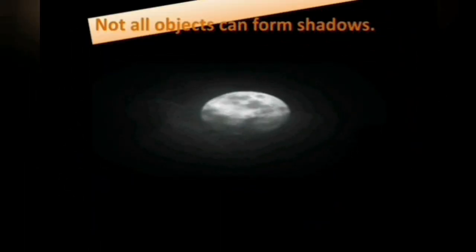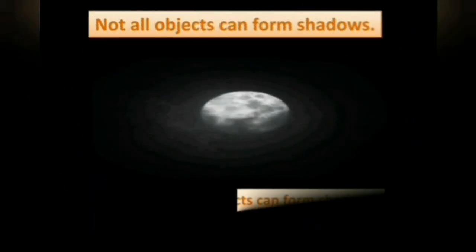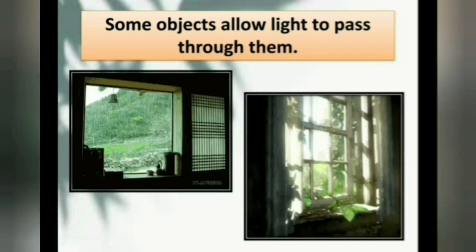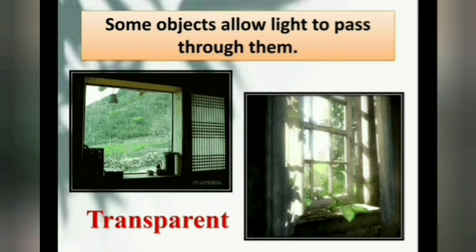Not all objects can form shadows. Let us see which objects can form shadows and which cannot. Some objects allow light to pass through them. They do not block the light, so they do not form shadows. We can see through these objects. For example, glass and water. These objects are called transparent objects.